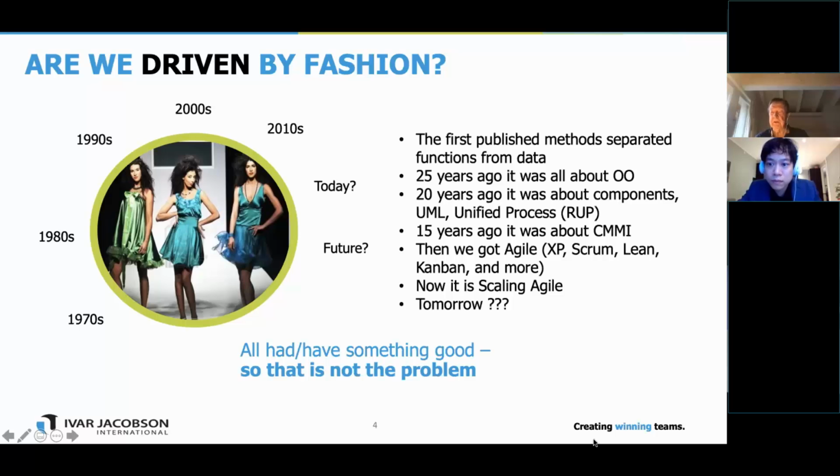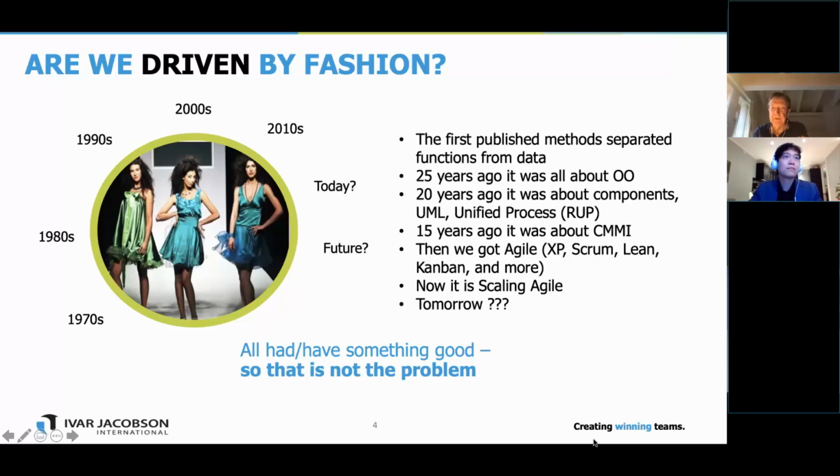20 years ago, it was all about components, unified modeling language, rational unified process, my baby. I was involved in all this. I was a rock star, traveling around the world, talking to 10,000 people about how to develop software. And we were the gurus of the world, loved by people, crazy situation.